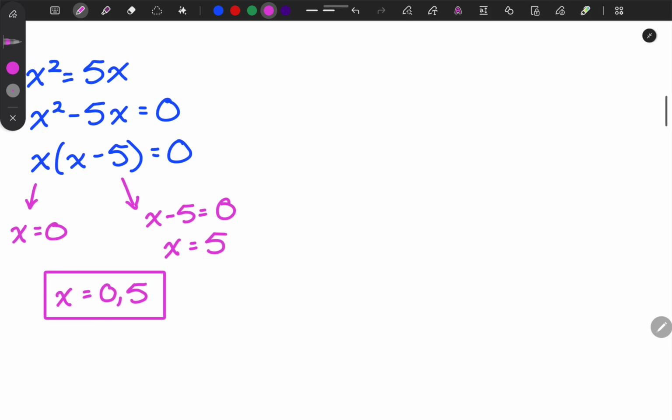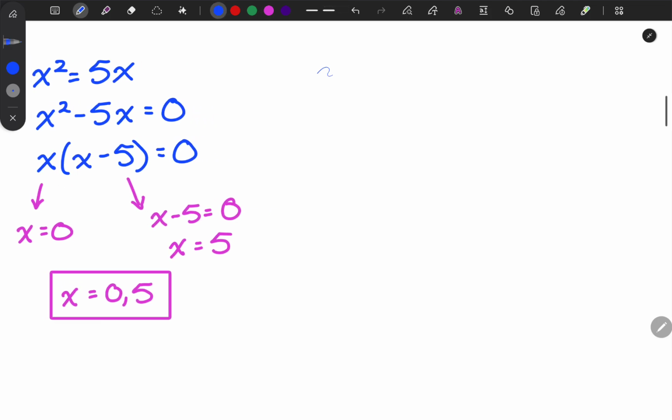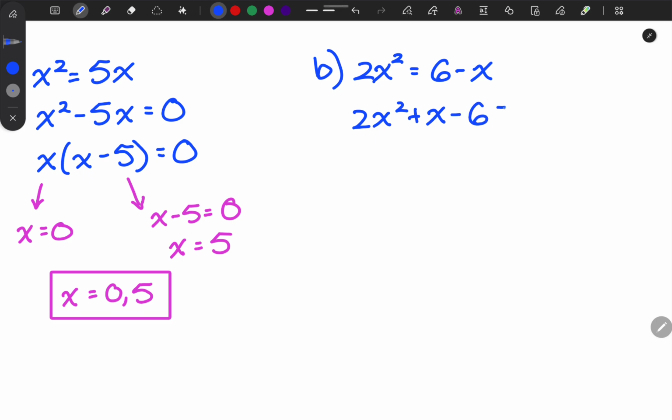Let's try the second one. This one is 2x squared equals 6 minus x. I do want to put everything on the same side of the equation. I would also like to have a positive x squared term, so I'm going to put everything on the left side of the equation. So 2x squared plus x minus 6 equals 0.